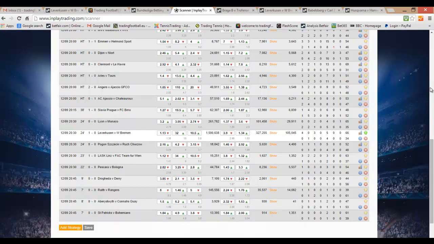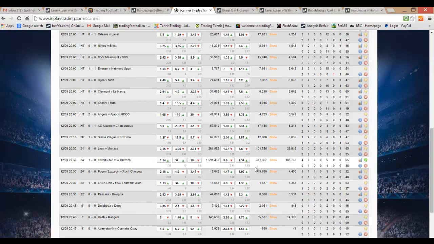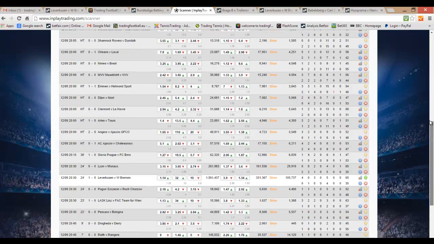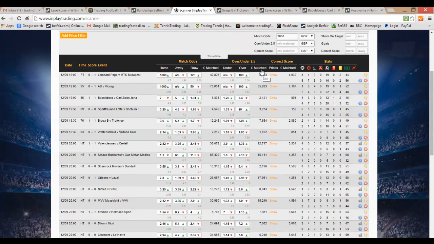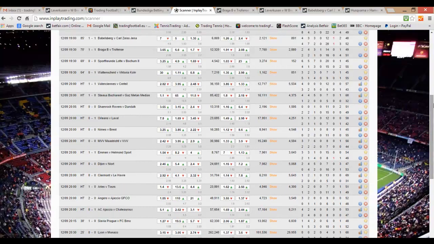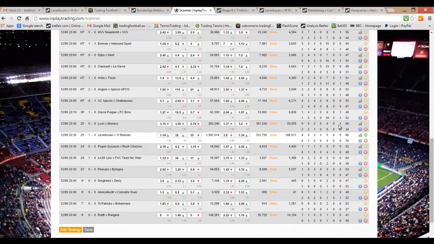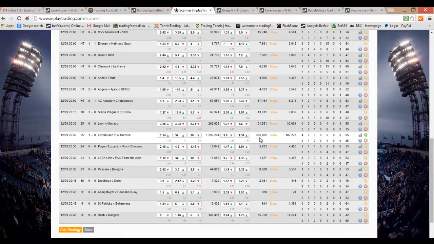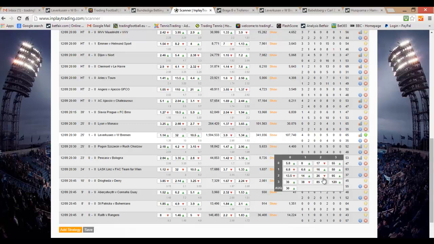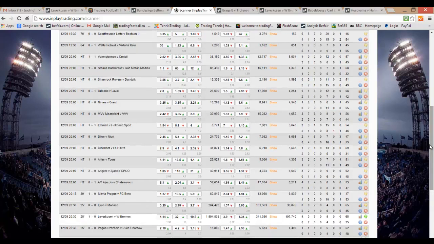Still Leverkusen, my major trade, 1-0 after 24 minutes. I haven't entered anything else at the moment. There you can see with the mouse hovering on that particular column, that's the amount of money that's been traded in the match odds market. You can see the Leverkusen game, there's 335,000 been traded there, as opposed to the one just below it, some Polish Second Division game, I think 5,600.